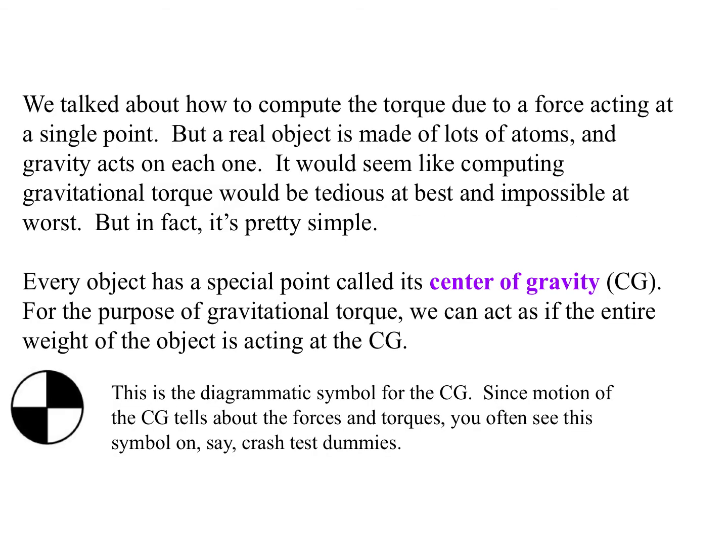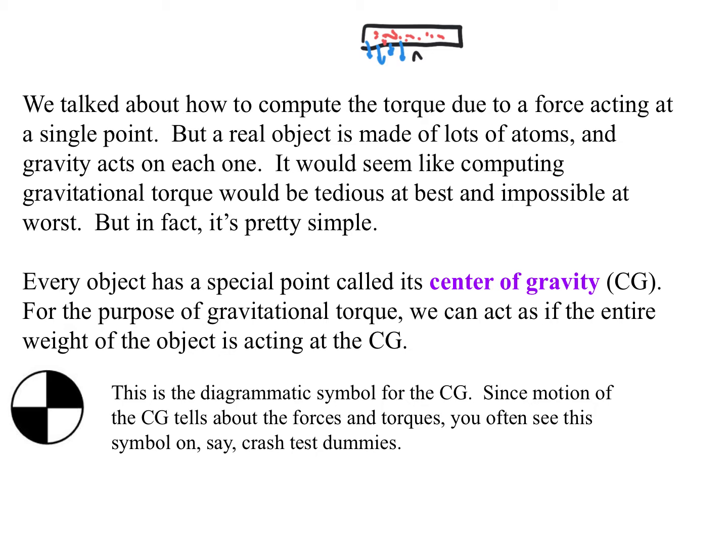We've talked about how to compute the torque due to a force acting at a single point. But a real object is made of lots of atoms, and gravity acts on each one. So imagine if we had, say, a meter stick, which we're going to pivot here, but really the meter stick is made of a bunch of different atoms. Well, a lot of different atoms, and each one of them would have their own little gravitational force, and therefore their own little gravitational torque.